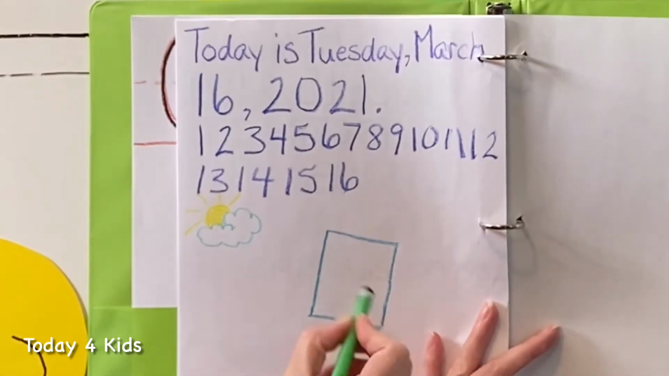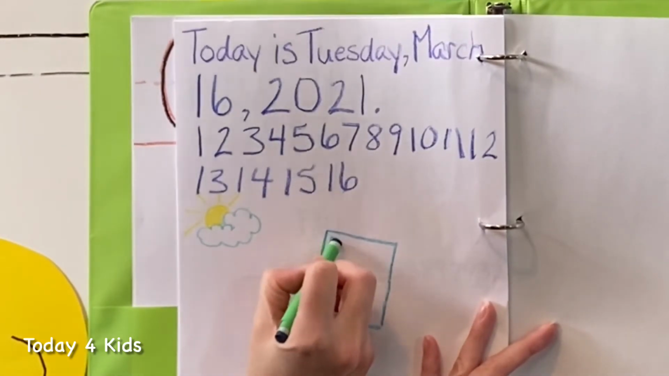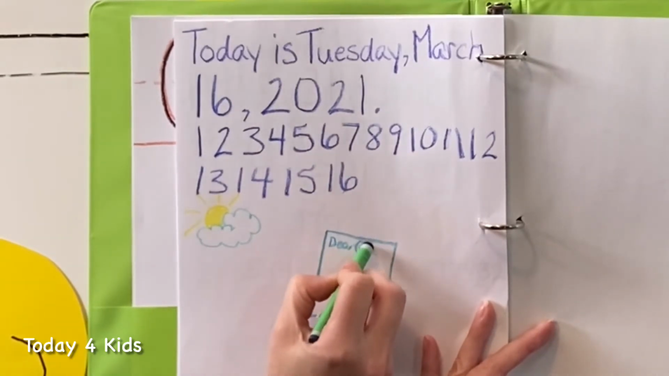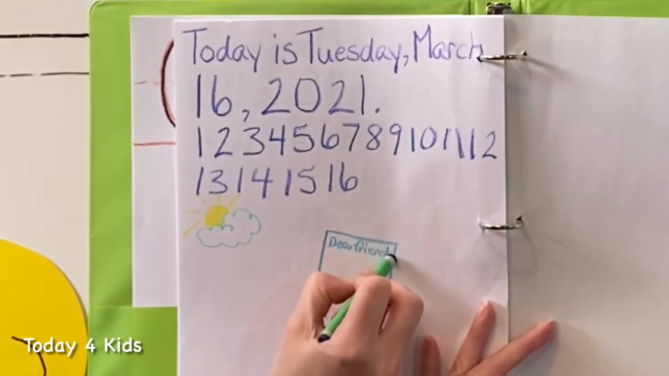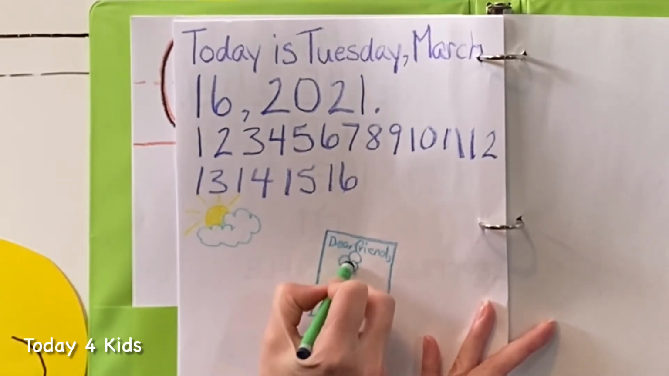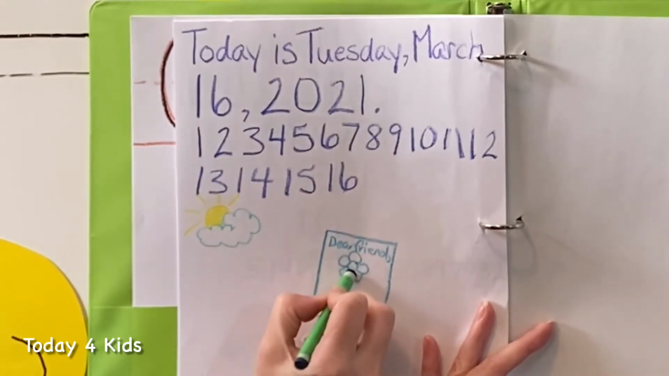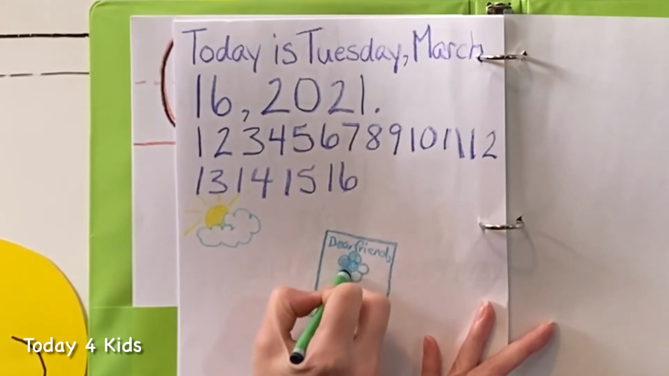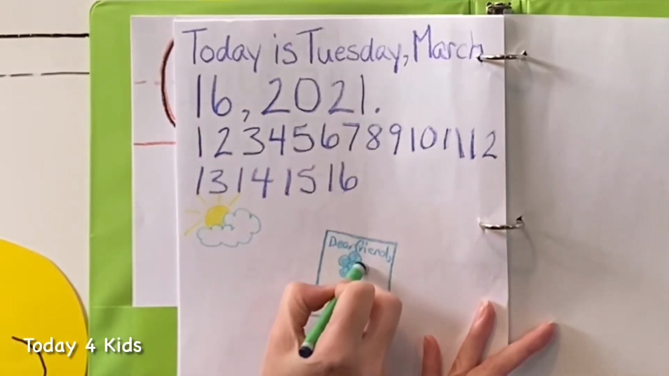There's my piece of paper. And I'll put "Dear friend," D-E-A-R F-R-I-E-N-D. And then I'm just going to draw a flower. You can put whatever you like in your letter. You can try to do a letter today. You can draw a picture, or you can write a letter with some words, whatever you feel like.